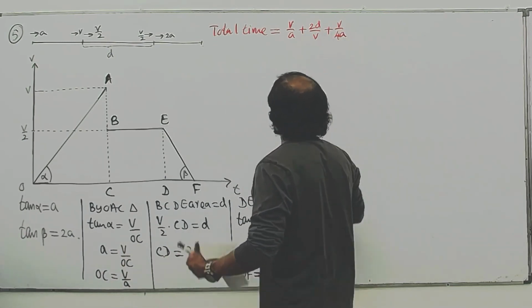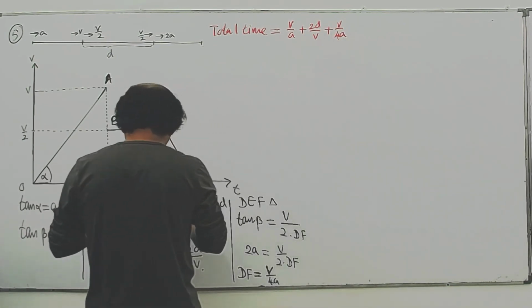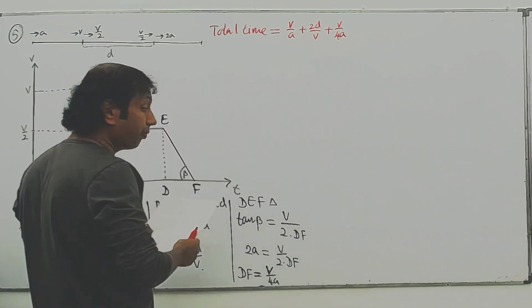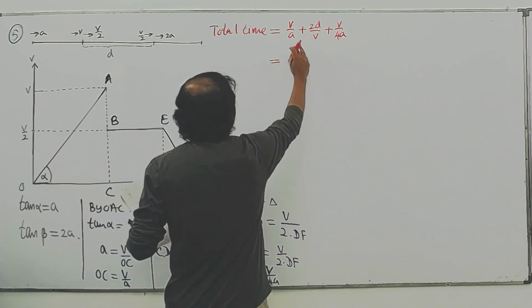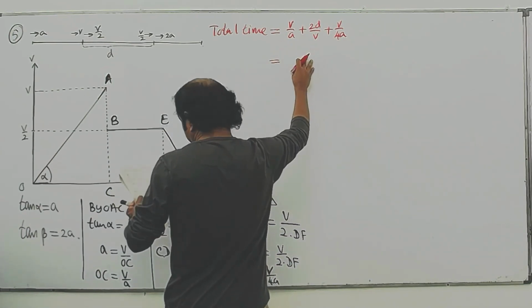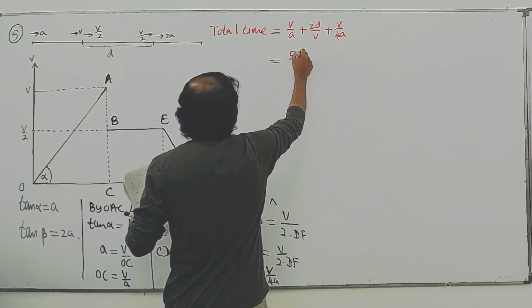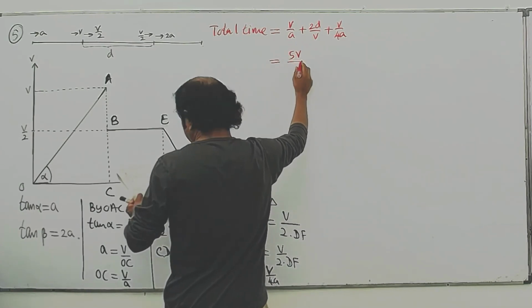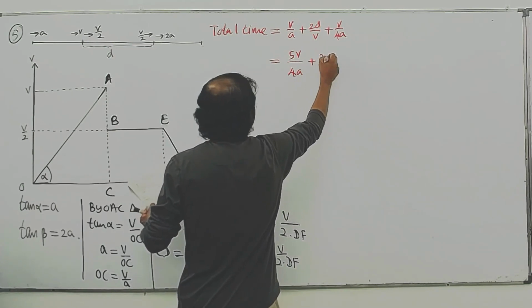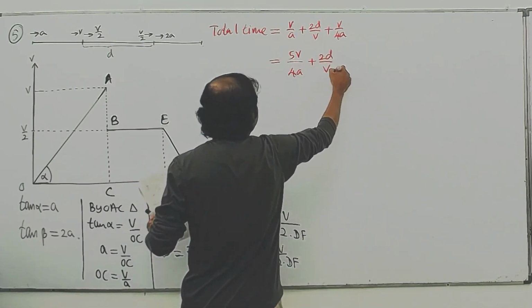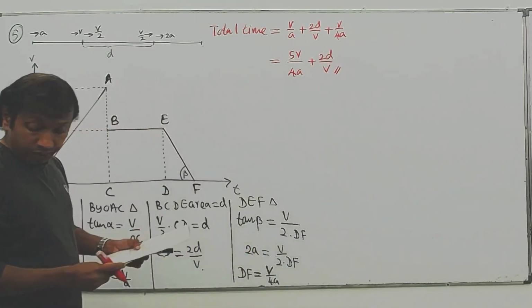Okay, right. Now simplify this. When you simplify this, people, the total time comes to this given answer, right? So simplify this. I am not going to explain that. This answer, 5A over 4A plus 2D upon V, we get. Now, what is the next one?